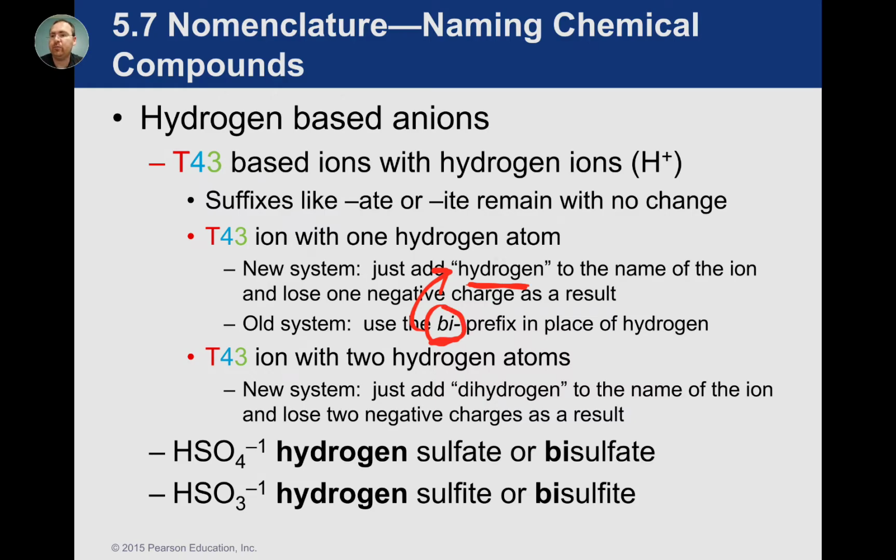Bi is not di, where it means 2 atoms. Bi is hydrogen. So it is a weird exception. It's a weird old rule, but a lot of those compounds still used today if you look at a lot of ingredient labels.